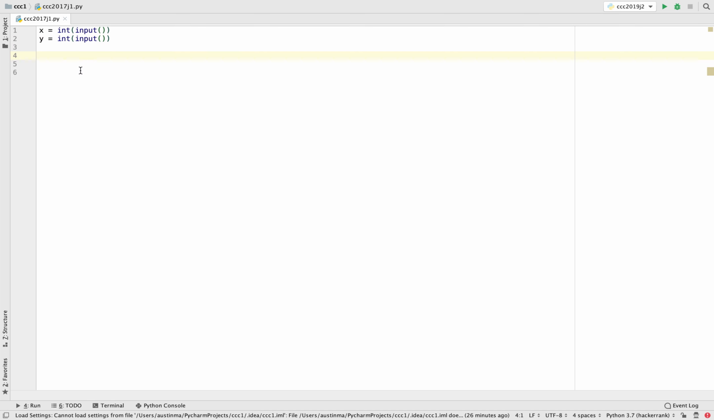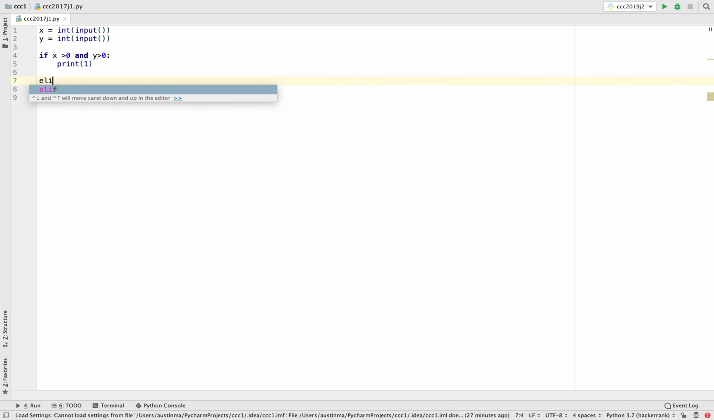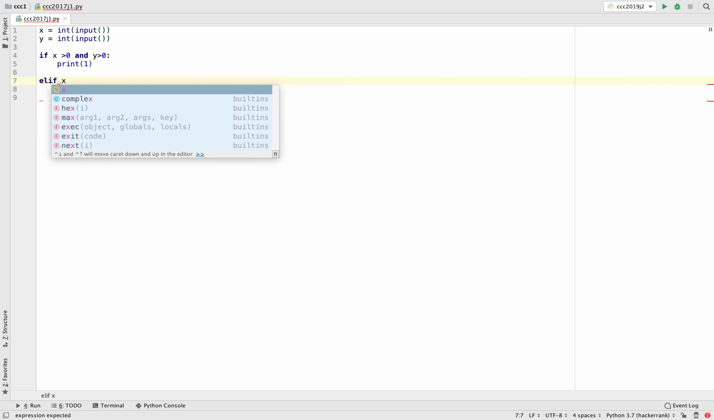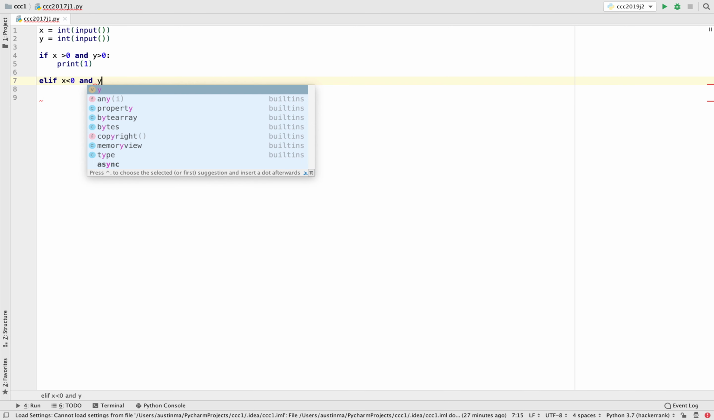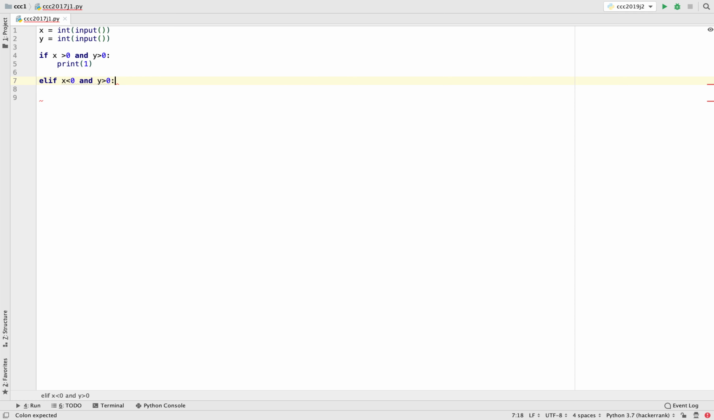So we know that in order to output quadrant 1, both of the numbers are positive. Thus we can just say if x is greater than 0 and y is greater than 0, then we just print 1. Otherwise we can use an else if statement. Else if x is smaller than 0 and y is greater than 0, then we just print 2.